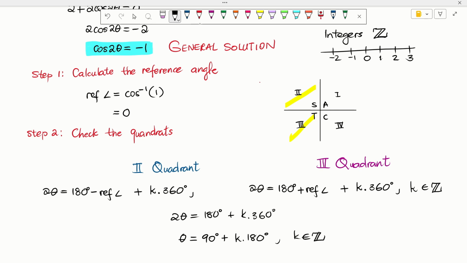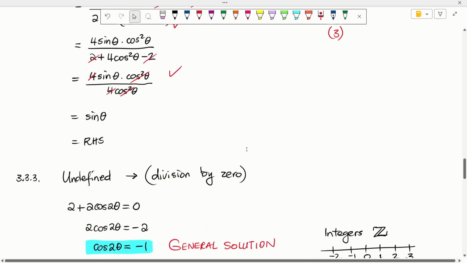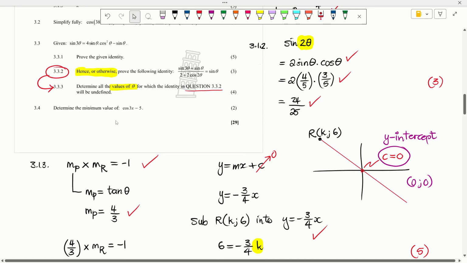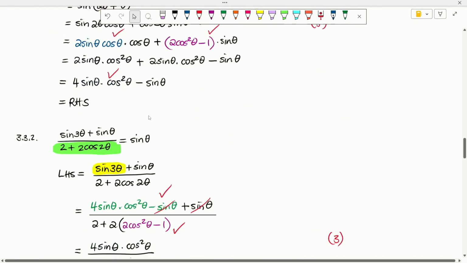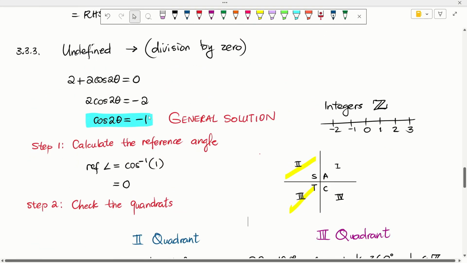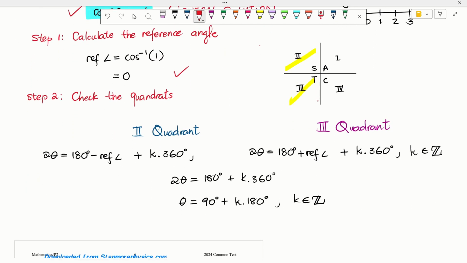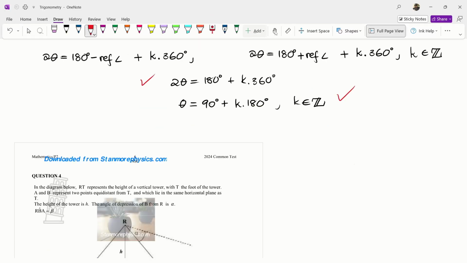All right, so that is that. If you have a question, raise up your hand. Let's see what will be the last question on this: determine the minimum value of cos 3x minus 5. Oh, by the way, how are they probably going to mark this? I'm not sure, but I'm thinking maybe you get 1 mark here, and then you get 1 mark for the reference angle, and you get the other 2 marks from doing your quadrant, and so the final answer. So 4 marks in total here.